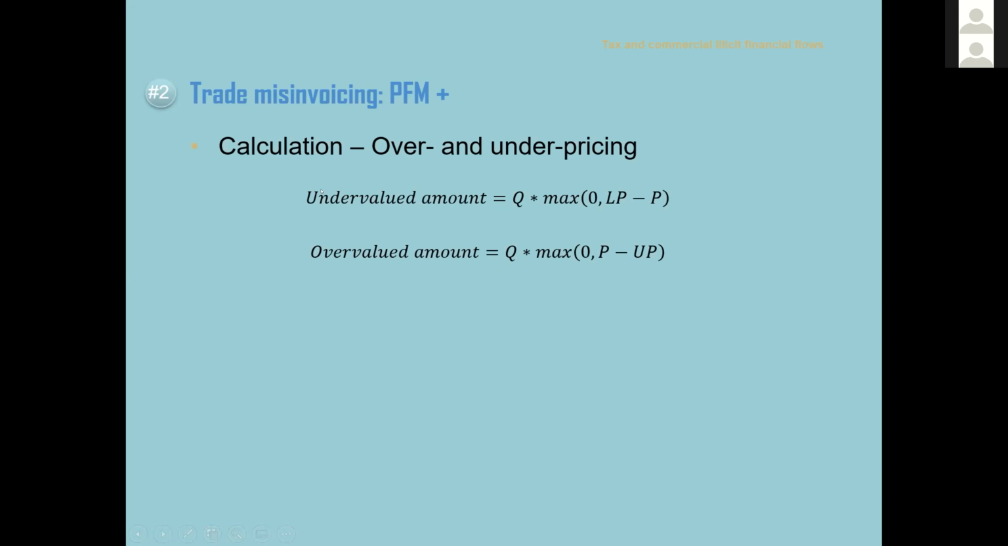So whenever prices fall below the lower bound price, we have the undervaluation. Whenever the prices fall above the upper bound price, we have the case of overvaluation. If the prices are within the range defined by the lower bound price and the upper bound price, we have a case of normal prices, so no identification of mispricing.